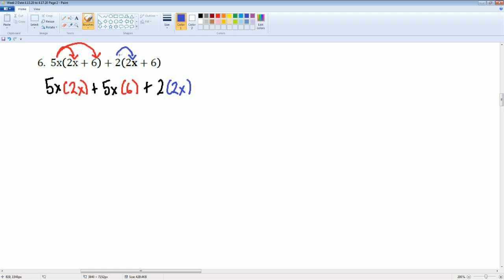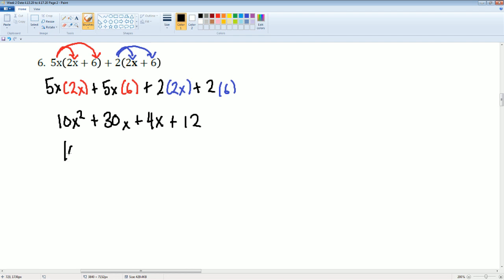Then you have the 2x, 2 times the 6. All right. 5x times 2x gets you 10x squared. That's an ugly way of writing it. 10x squared plus 5x times 6 becomes 30x. 2 times 2x becomes 4x. Then 2 times 2 times 6 is 12. Okay, so nothing happens to the x squared. 30x plus 4x does combine to 34x, and you just have the plus 12 here.